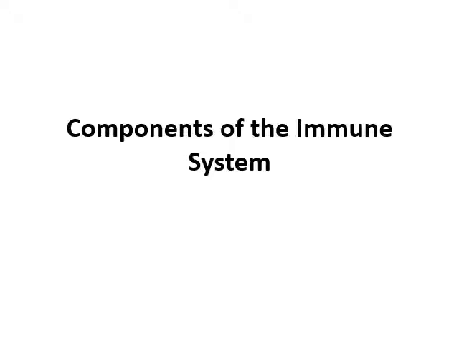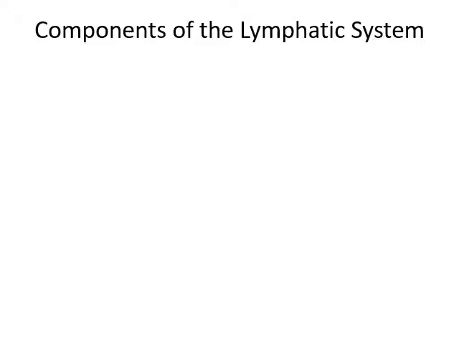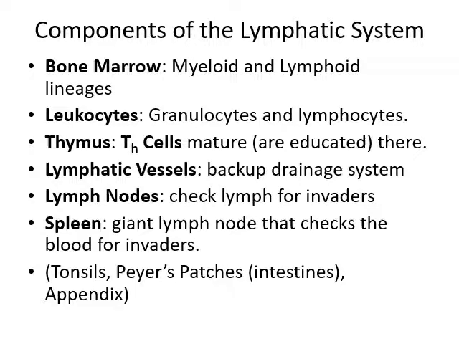All right, let's look at the components of the immune system. To begin with, all of these B cells and T cells and granulocytes and leukocytes, just like all of the other blood cells, came initially from the bone marrow. And we learned about the fact that there are two lineages, the myeloid and the lymphoid lineage.